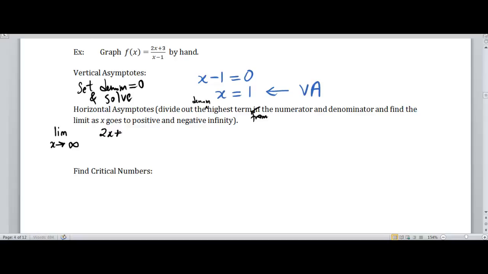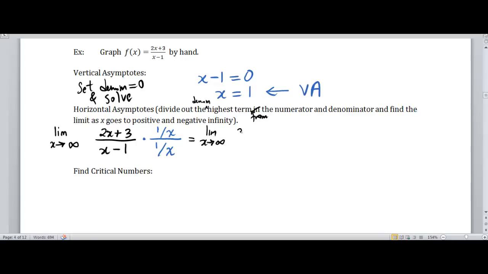Of (2x + 3) over (x - 1). Okay? What's the highest term in the denominator? X, right? We don't have x squared, we don't have x cubed, we have x. So we're going to divide, and dividing is the same thing as multiplying by the reciprocal. So then we have the limit as x goes to infinity.